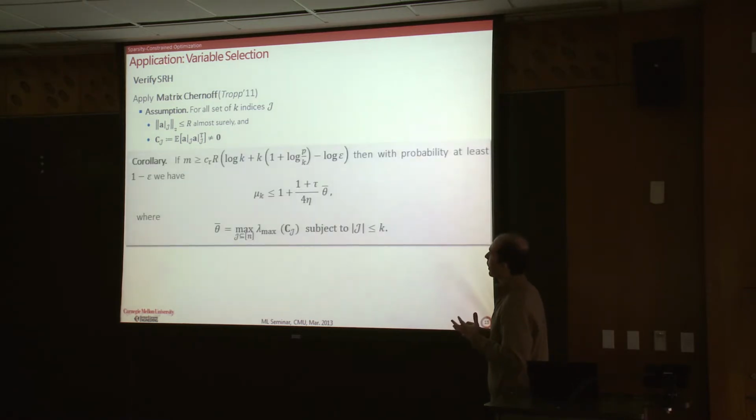So the consequence of this matrix Chernoff bound for our problem is going to be something like this. If we have the number of measurements greater than some constant times this R, and something in the order of k log p over k, this should be n, then with probability 1 minus epsilon, we have this SRH constant smaller than 1 plus this fraction here, where theta bar is given by this expression here.